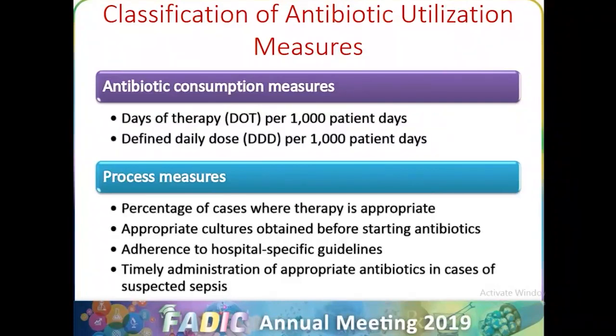The second point is the appropriate cultures obtained before starting antibiotics. This is a very crucial point because if the microbiological cultures were collected after even the administration of a single dose of antibiotics, one single dose can actually suppress the bacterial growth in microbiological cultures. And this may result in no growth in microbiological cultures.